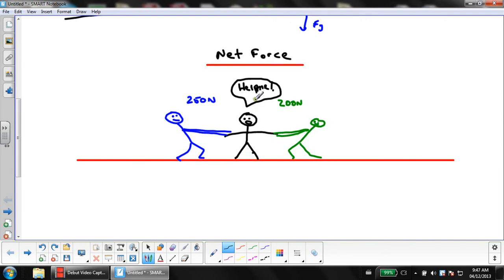And this net force is the actual force acting on something after everything is considered. And here, the net force would be this way, and it would be how big? 50 newtons. Perfect. Two concepts. Really brief, to the point.